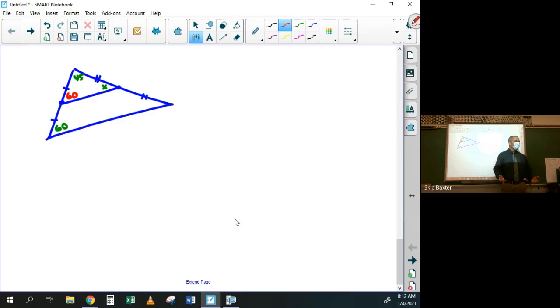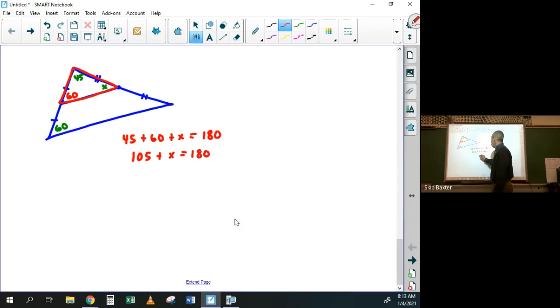Now we can use the upper triangle. We know 2 out of the 3 angles. We can find the missing angle. Does that make sense? We got this triangle right here. We can say 45 plus 60 plus x equals 180. So 105 plus x equals 180, and x would have to be 75.